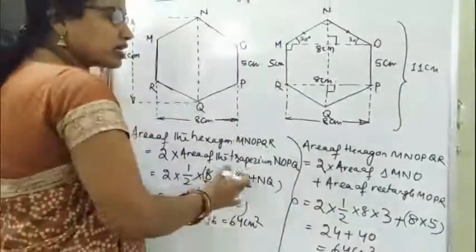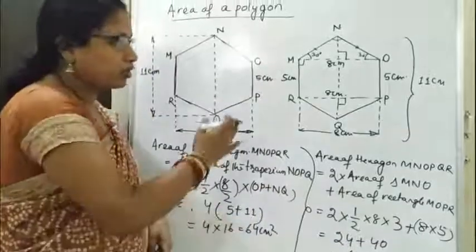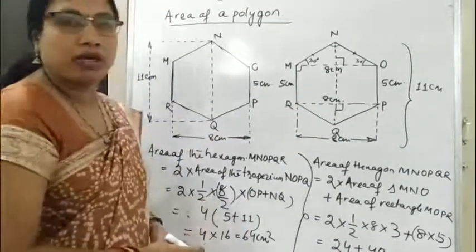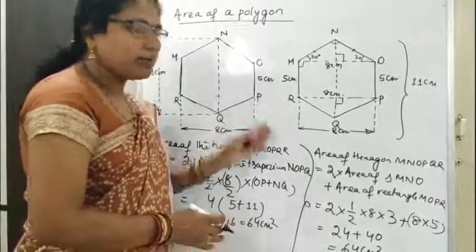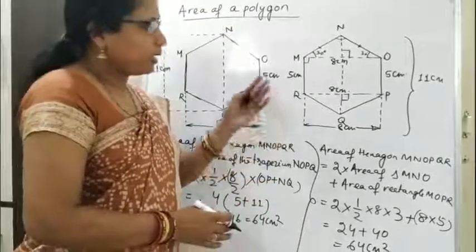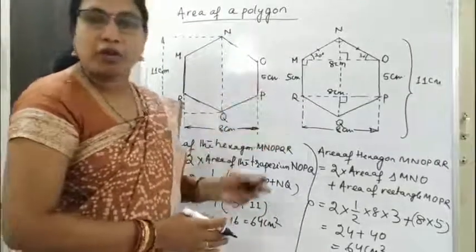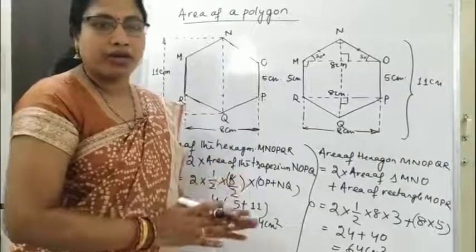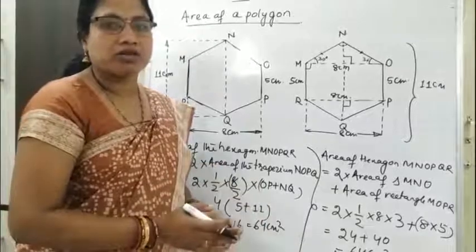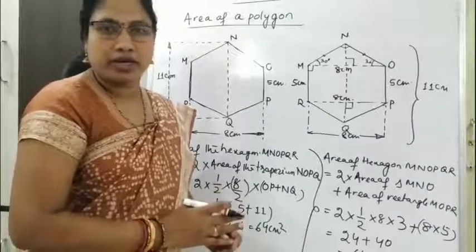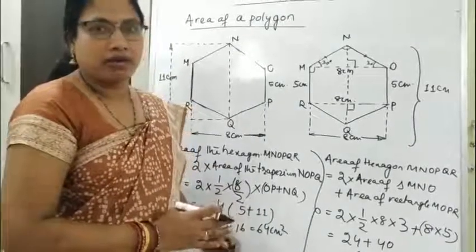So in each case we got the area of the hexagon MNOPQR as 64 centimeter square. You can adopt any method. You have to divide the polygon according to your convenience, either into triangles or into triangles and trapeziums. In each case you will get the same area of the polygon.